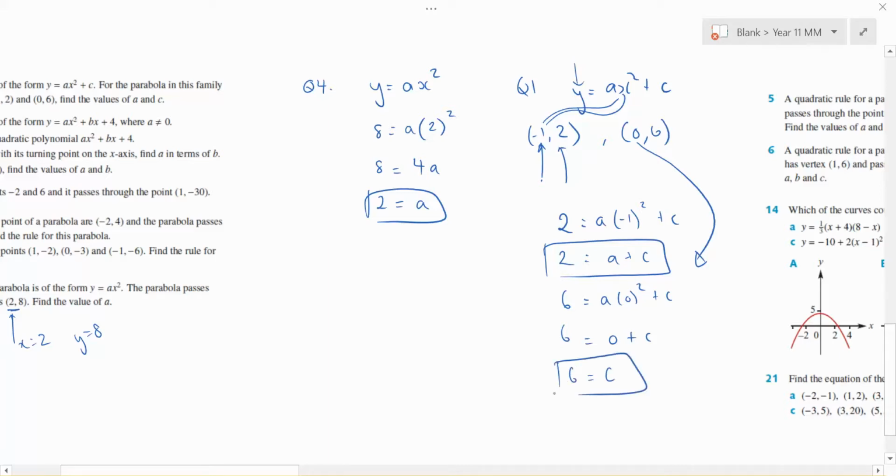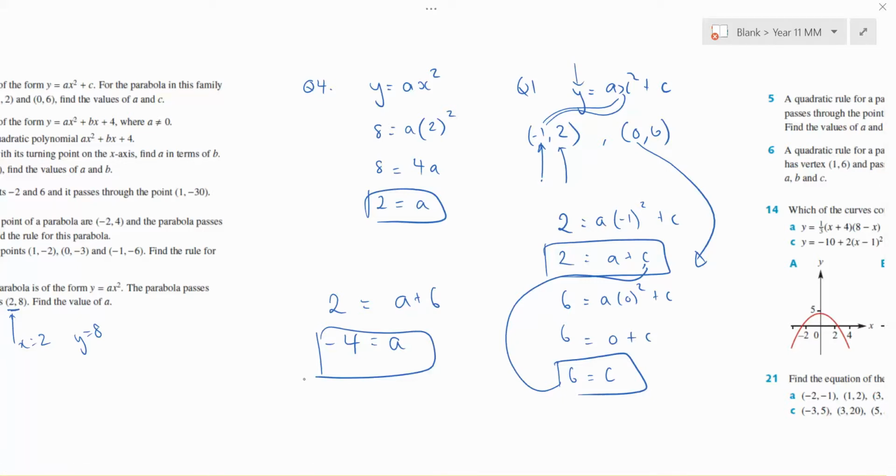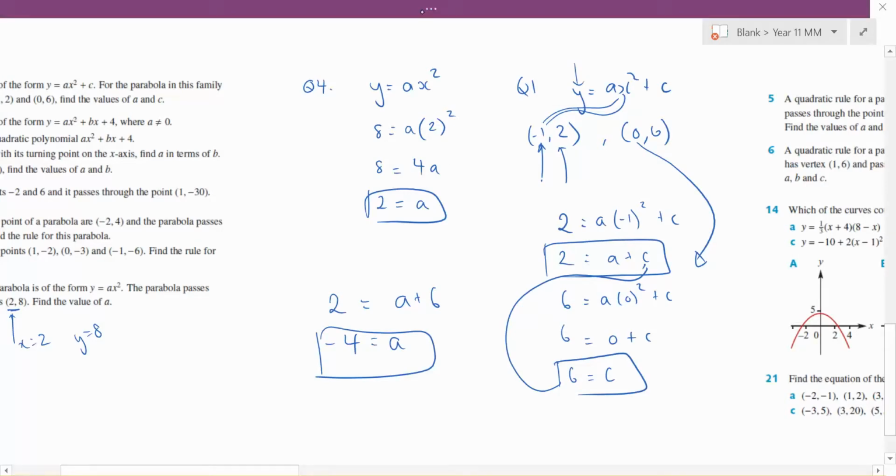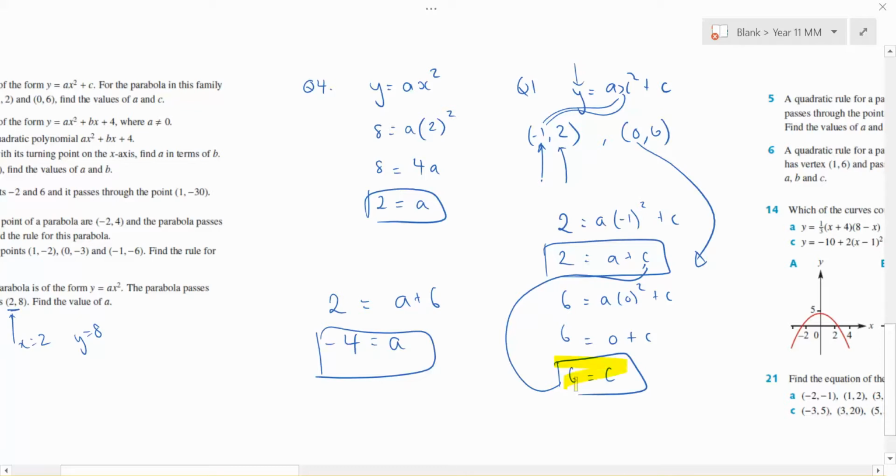And if c equals 6, well then you can find out a, because you can sub c back in, and you get 2 equals a plus 6, minus 6 on both sides, so a has to equal -4. Now what I just did with you there is I did question 1 by hand. I substituted the coordinates in, and I figured out a and c, but you can do this on a calculator. So I should get 2 answers. I should get c equals 6 and a equals -4. Now let's do that. These are our 2 coordinates.